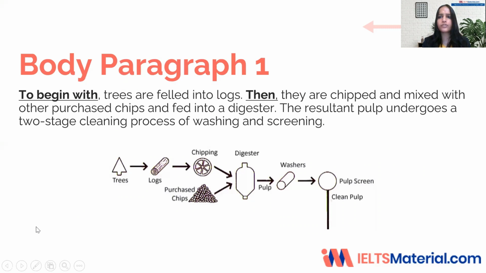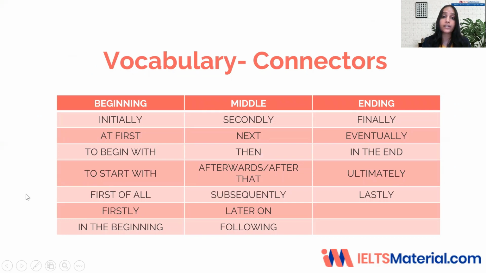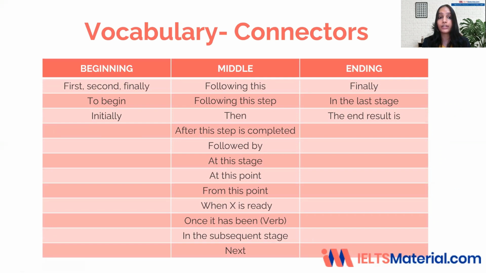Now, did you notice that we have used specific words here? To begin with, and then. So they are connectors. Let's learn more about them. It is essential to get acquainted with this particular vocabulary, which is very important for your coherence and cohesion. So these are connectors to show sequence. So in the process diagram, you usually show the beginning, the middle, and the ending. So these are the words that you can use to show the different sequences of the stages of the process diagram. Even these phrases are useful in connecting two or more stages.